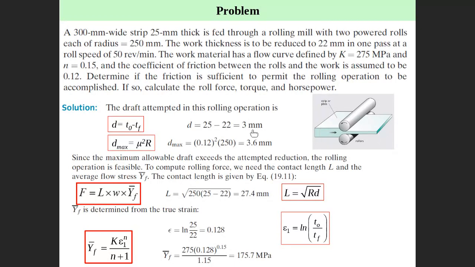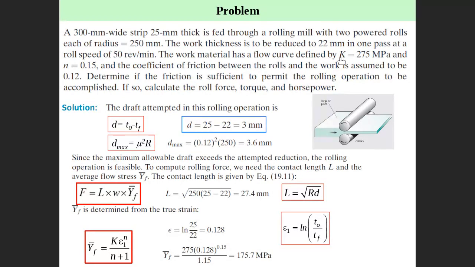Then here draft equal to what? Draft equal to 25 minus 22, meaning 3 millimeters. So we're going to make a draft of 3 millimeter in this process, in one pass, meaning one cycle. You will ask me it is two, but maybe I will discuss this one later, right? In one pass, meaning in one process, draft is 3 millimeter, at roll speed 50 revolution per minute. Here RPM is 50 revolution per minute for the roll.